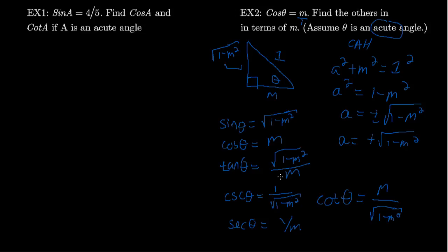Sometimes books will ask you to rationalize this denominator and this denominator, and it's the same old way of rationalizing, just multiply the top and bottom by the square root term.